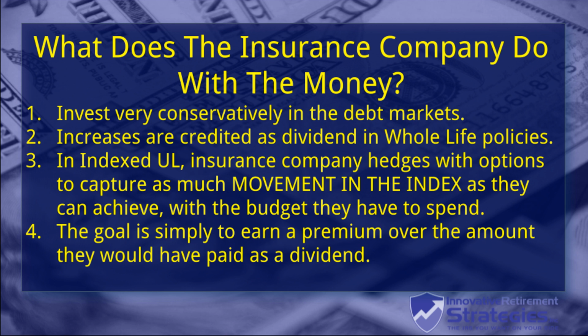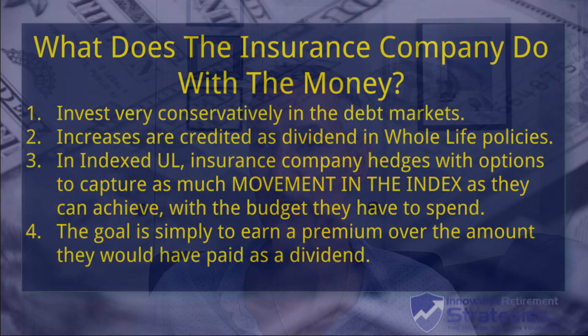Any increases net of the cost of the policy are credited as a dividend in the case of whole life policies. In the case of an indexed universal life, the insurance company takes the money that they would have otherwise paid to you as a dividend, and they go out to the index options markets and they hedge, trying to capture as much movement in the market as they can possibly get with the money that they have to spend.